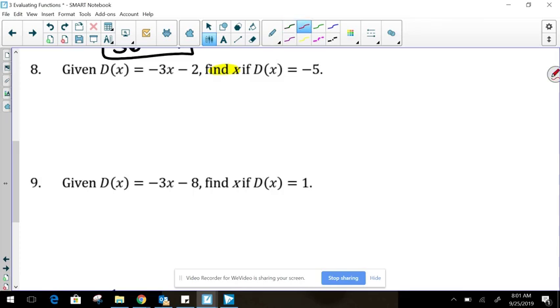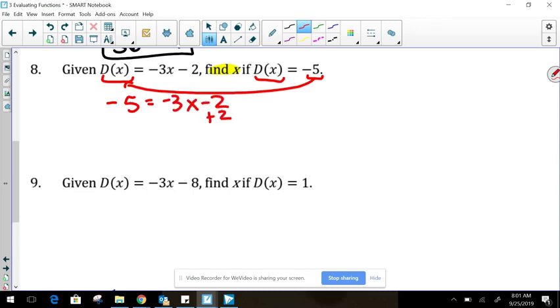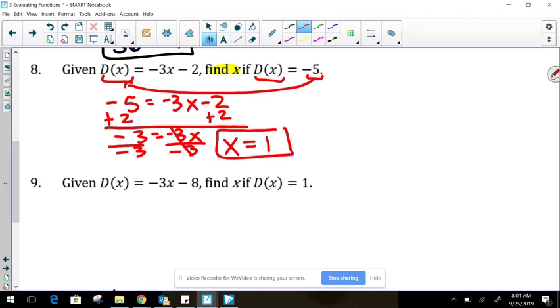Okay, so I'm plugging in -5 where I see that d of x is. On your paper you can make marks like this if it helps. I'm plugging in -5 over here. All right, so I'll solve then. I'll add 2 to both sides. All right, so -3 divided by -3 gives us x is equal to 1. That matches our statement of finding x, so we know we're good.